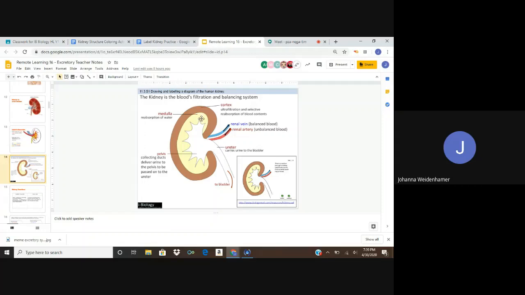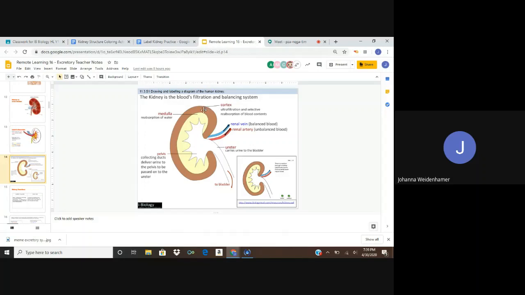In your picture, the medulla is going to be, it kind of looks like fins coming out from the center. So those fin-like structures are going to be the medulla in your picture. So that's the medulla. Now let's take a look at the cortex.